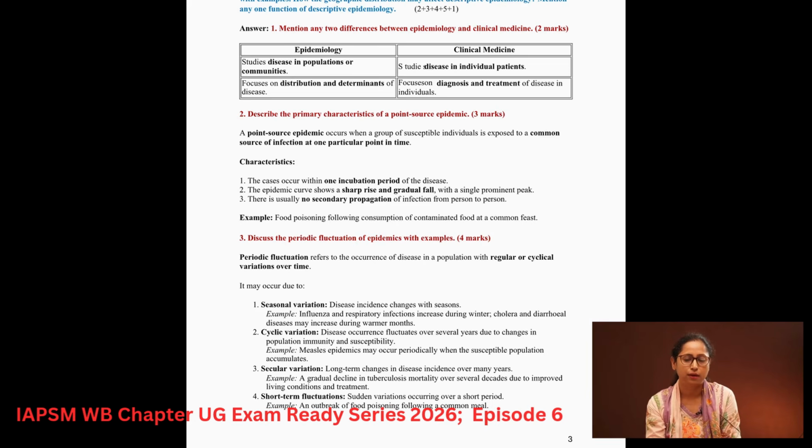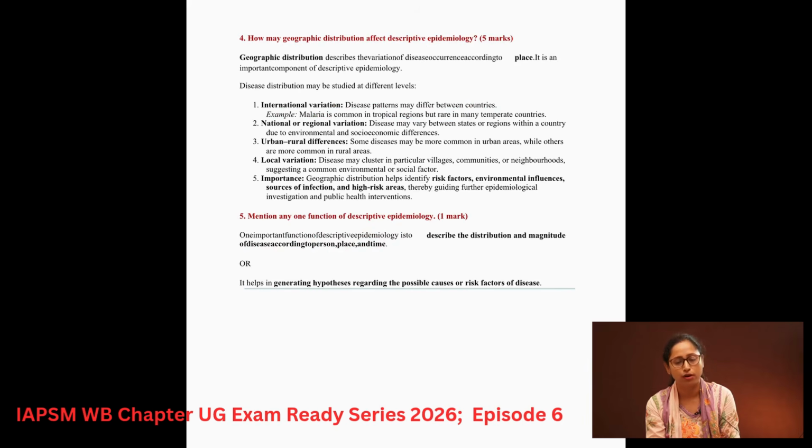Now coming to the next part, which carries 5 marks, the question was how geographic distribution may affect descriptive epidemiology. What is geographic distribution? It describes the variation of disease occurrence according to place. It is an important component of descriptive epidemiology because we describe epidemiology in terms of time, place and person distribution. Geographic distribution is talking about the place.